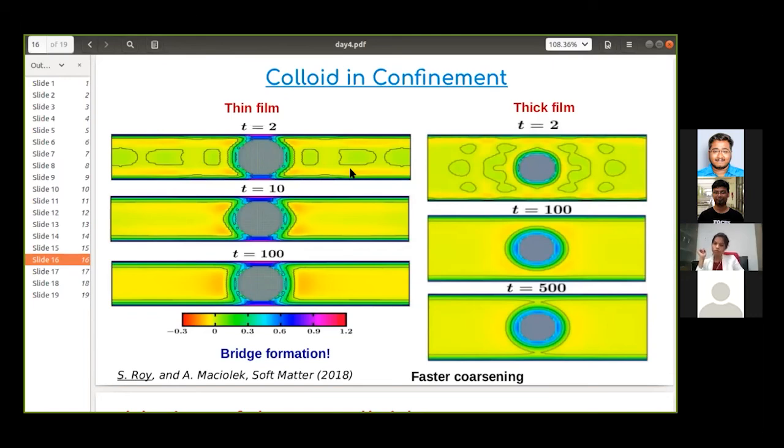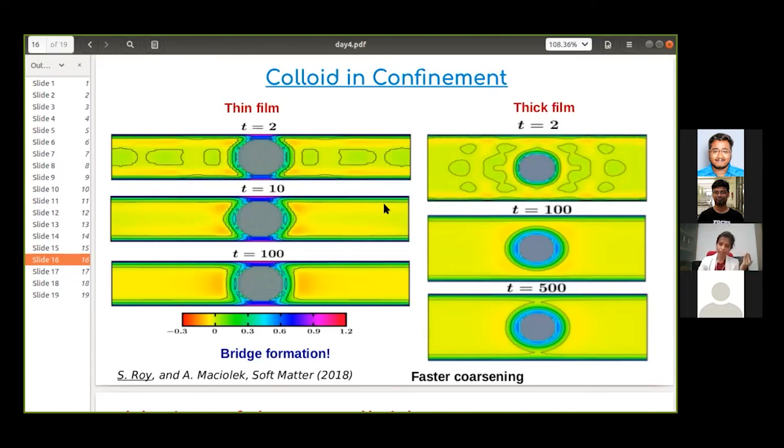And in that situation, we do the same kind of quenching experiment, or in other words, the same kind of laser heating experiment. What do you see then? So what you see here is the following. First of all, we are going to compare between two situations. In one case, when you have a thin film, and the other case, when you have a thick film. Let's start with the thin film first.